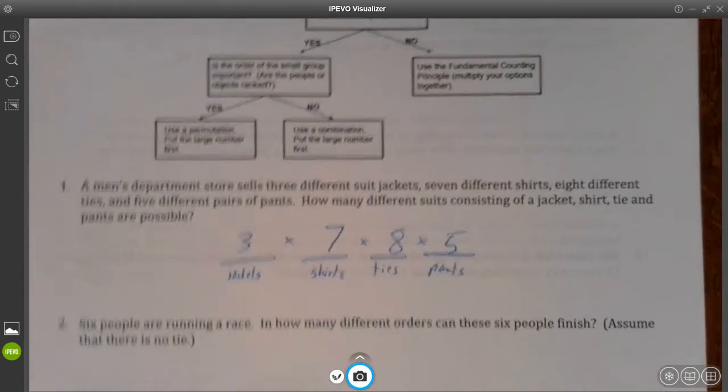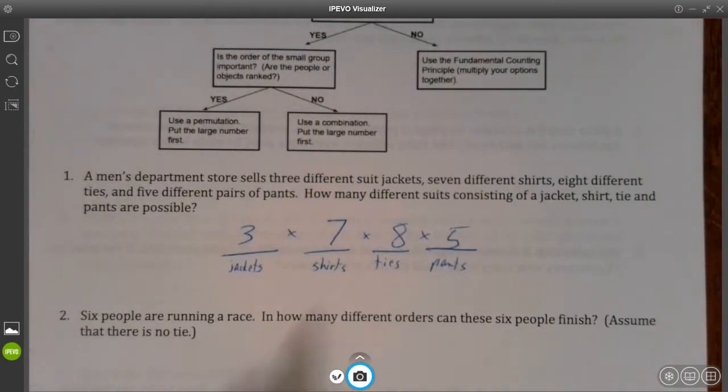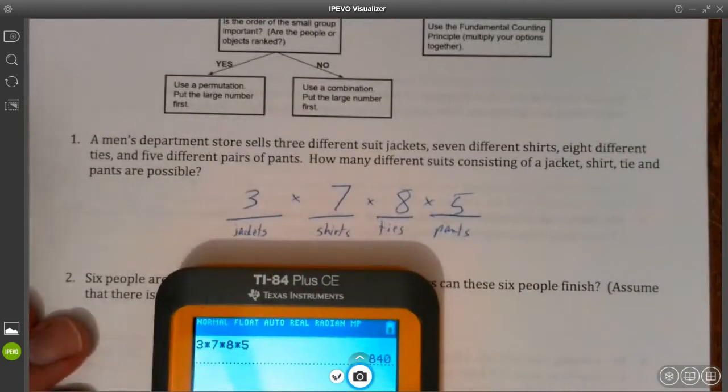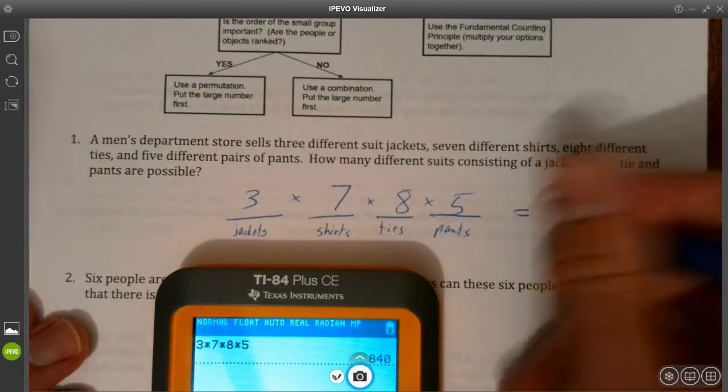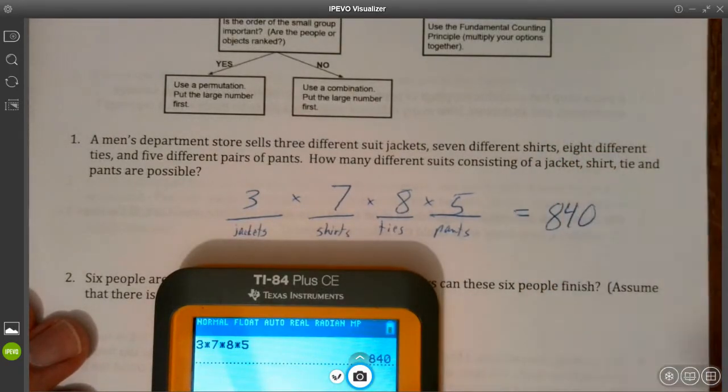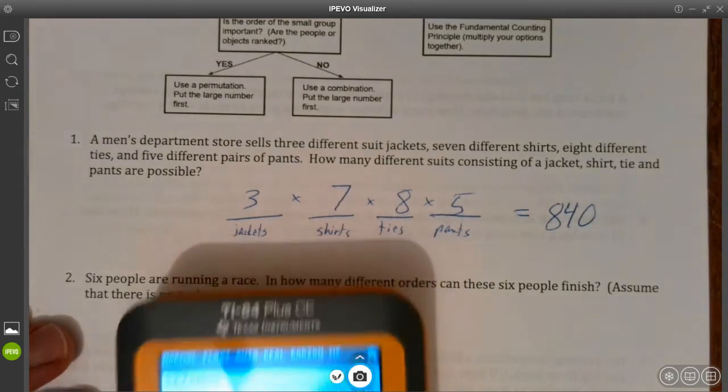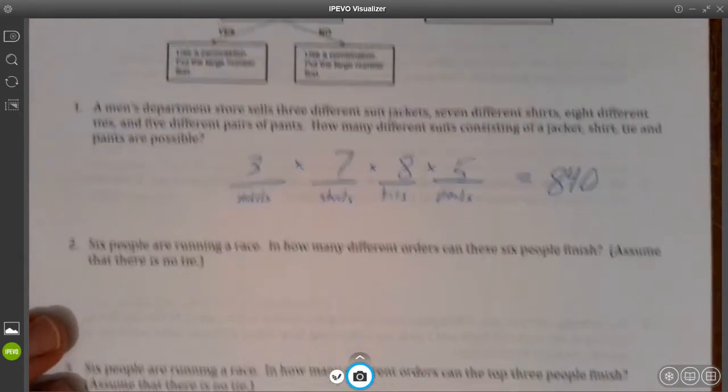There's a way to represent this differently, but we're not going to. So 3 times 7 times 8 times 5. Let's do it. I'm grabbing a calculator. 3 times 7 times 8 times 5. And I have 840. There are 840 different outfits that I could wear. Well, this is at the men's department store. All right, let's jump on to number 2.